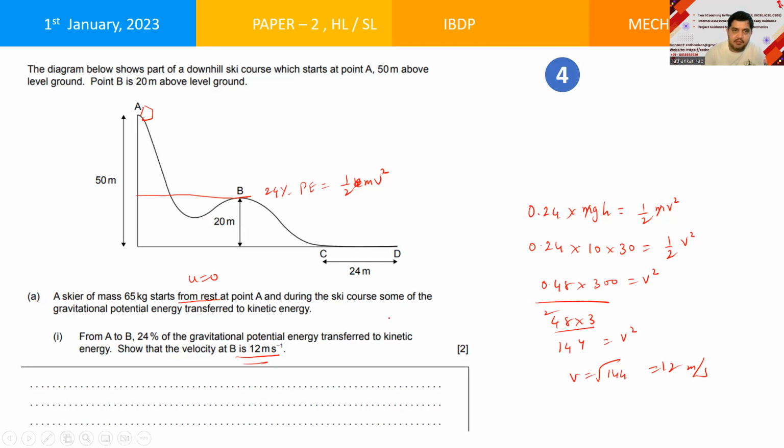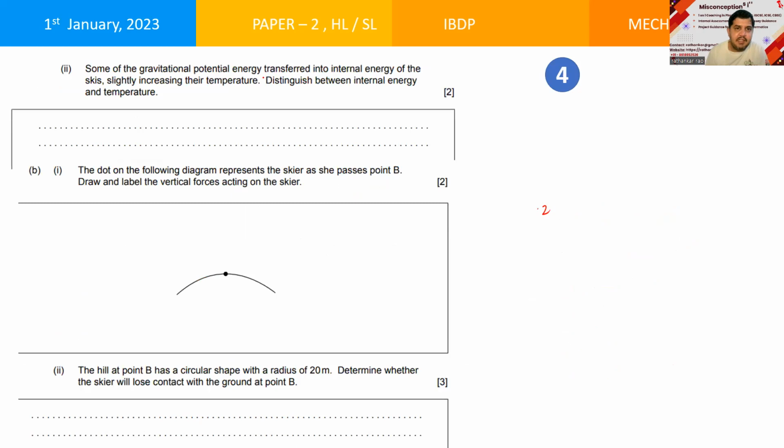Now let us move on to the next question. Some of the GPE transferred into the kinetic internal energy of the skier, slightly increasing the temperature. Distinguish between internal energy and temperature. So what is internal energy? What is temperature? So this is an application problem from your next chapter, that is on thermal physics. Anyway, let me just give an answer for this also.